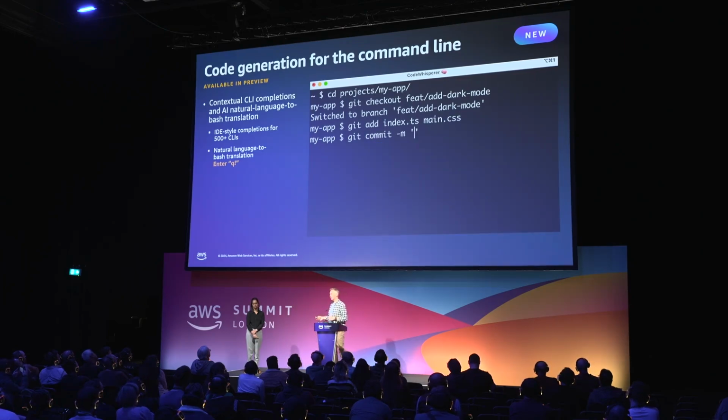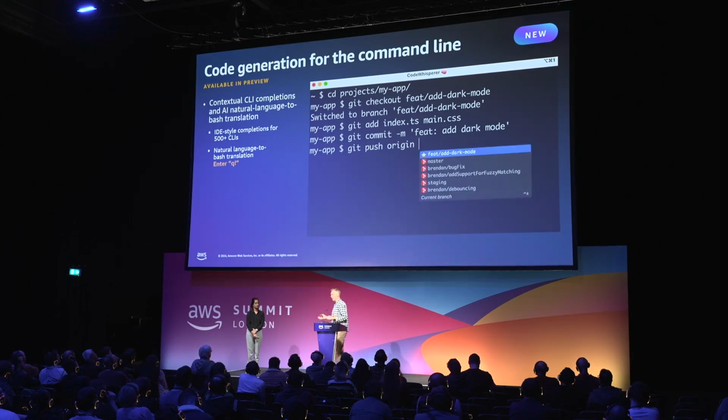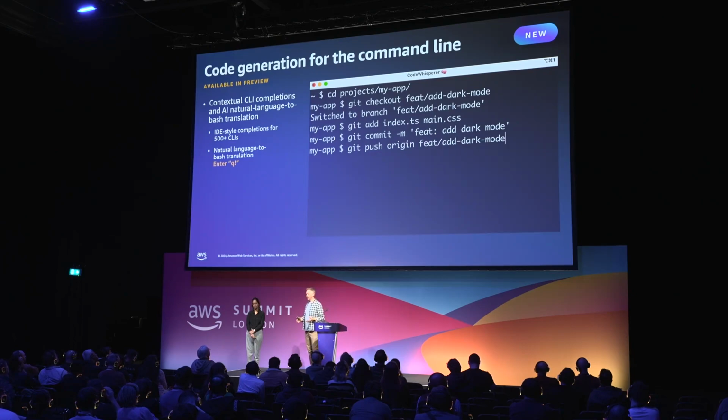It's not just AWS as well. It's trained with over 500 CLIs. So, for example, Git, Python, other tools that you might use day to day. You can use this to actually interact with that and give you an advantage.